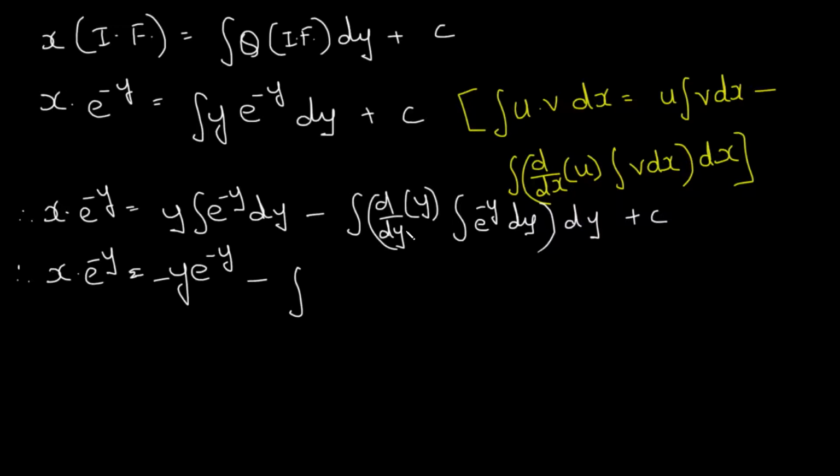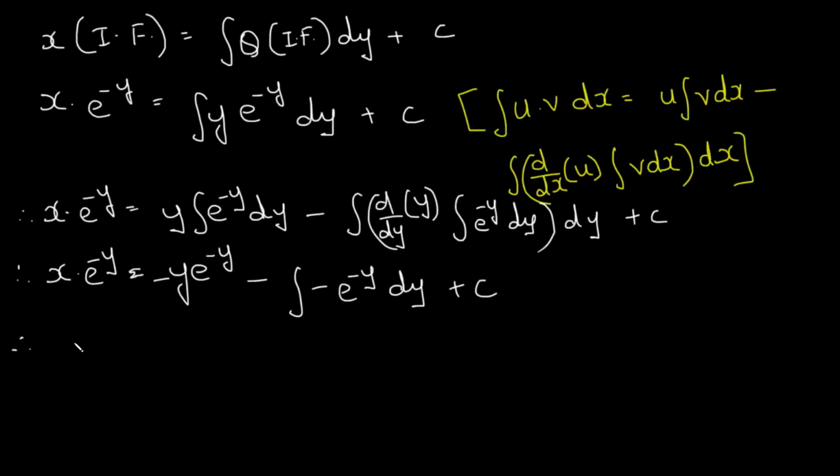Now the differentiation of y with respect to y is 1. So this term becomes 1. And the integration of e raised to minus y is minus e raised to minus y dy plus c. I hope you understood this step. So here we have 1 into the integral of e raised to minus y, which is minus e raised to minus y. And this outer dy is written over here.